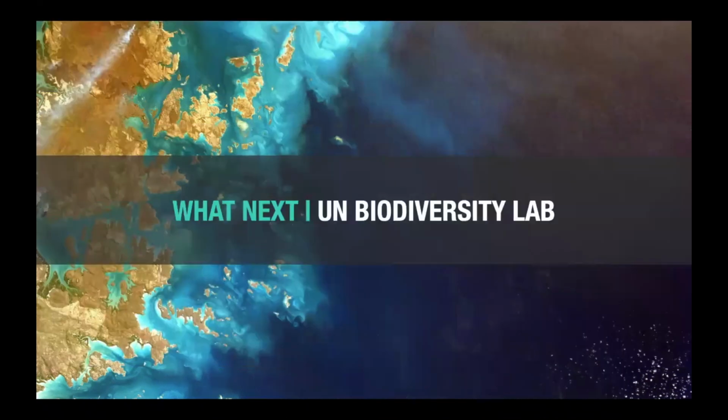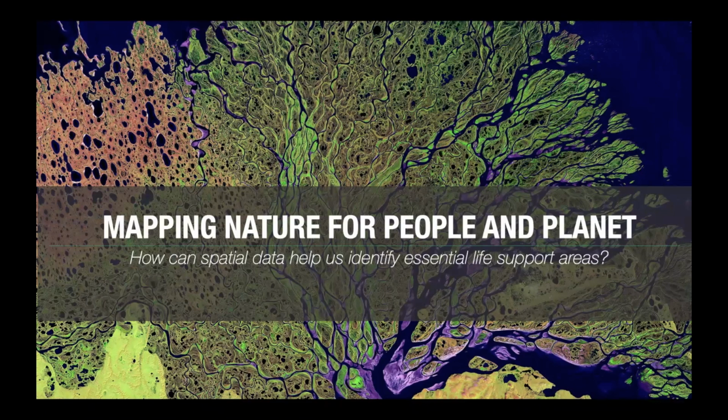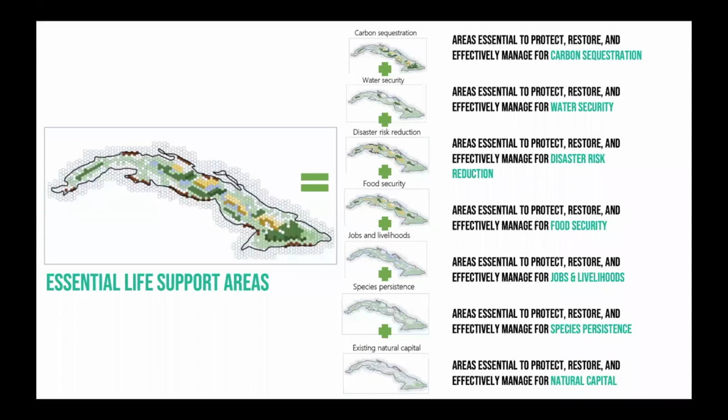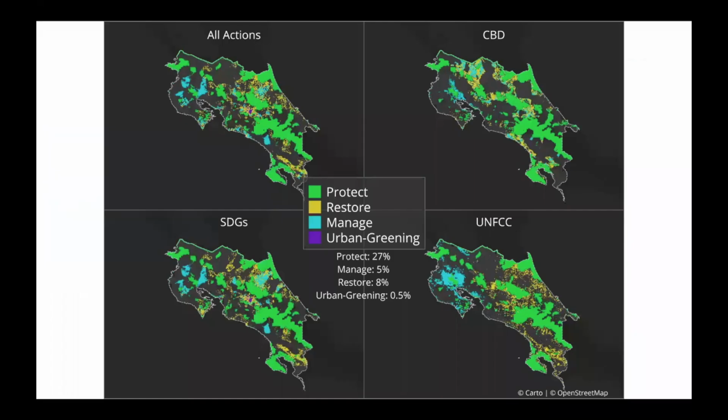So to wrap up, I just want to talk about what's coming next for us. Working with 5 pilot countries, we're using spatial data to help us identify what we call essential life support areas. These are locations that are essential for both biodiversity and human well-being. And we're working with some of the world's best scientists to help us identify where action can be taken, where nature-based actions can be taken to deliver across national priorities in these areas.